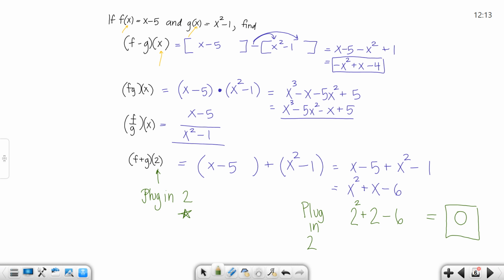Now the two of these that are the trickiest are the plugging in and the subtracting. So let's go over a couple of those.